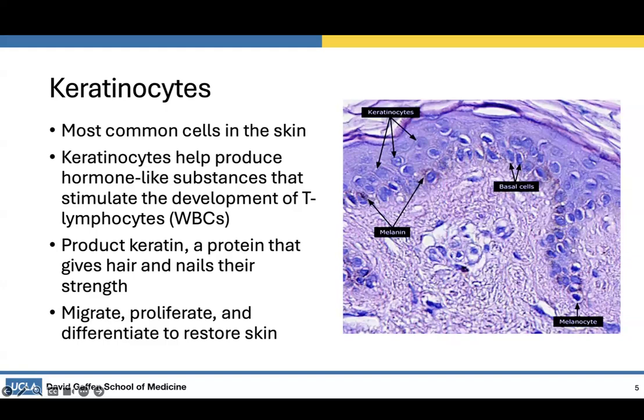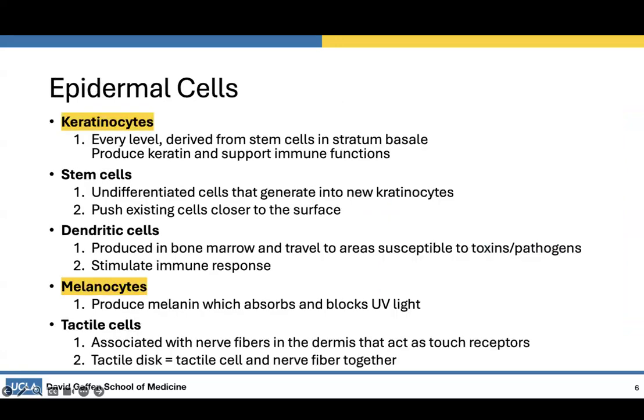Keratinocytes also contribute to immune functions by stimulating T lymphocyte development and play a crucial role in skin repair and regeneration. The epidermis also contains several specialized cells. Keratinocytes produce keratin and support immune functions. Stem cells are undifferentiated cells that generate into new keratinocytes.